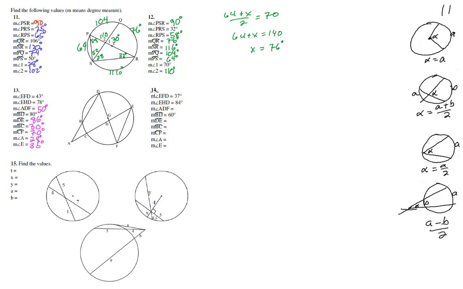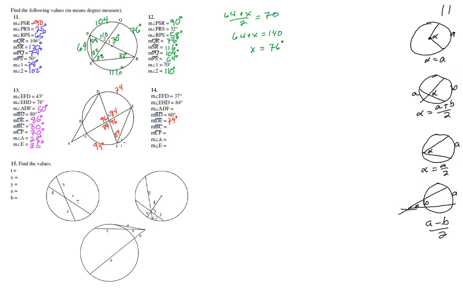All right, starting with number 14. If EFD is 37, okay, so we know this guy's going to be a 74. We can get arc DE right off the bat at a 74 degrees. EHD is going to be 84 degrees. All right, so 74 and what would average to 84? 74, you move up 10 to get to 84. So this is a 94 degree arc here. So 84, and let me see, this has got to be 180, so it's got to be 96 here, 96 here, and 84 there.